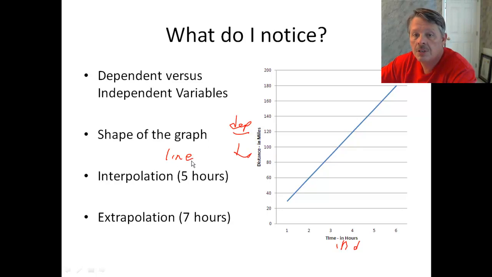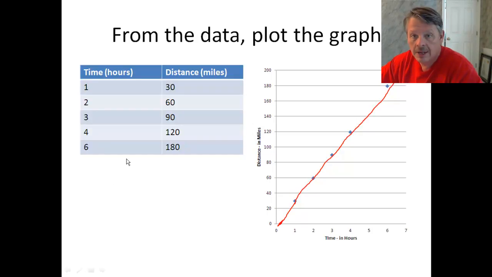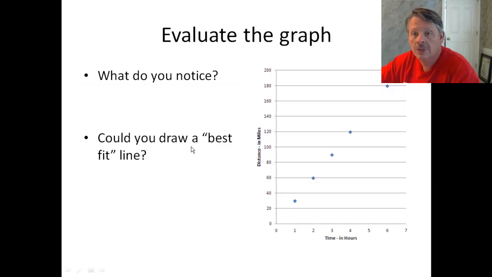And the question is, can we interpolate? Well, interpolation simply means I want to look at 5 hours. I was never given the information for 5 hours. I was only given the information for 1, 2, 3, 4, and 6. Now I can go back and look at my data and say, well, what would be in the middle here if I had 5? It would be the number right in between these two, which would be 150. So I should be able to figure that out looking at the table, and I should also be able to figure that out looking at the graph.